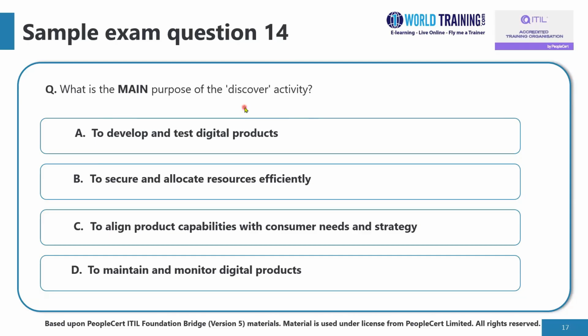Number 14, what is the main purpose of the discover activity? A, to develop and test digital products. B, to secure and allocate resources efficiently. C, to align product capabilities with consumer needs and strategy. D, to maintain and monitor digital products.